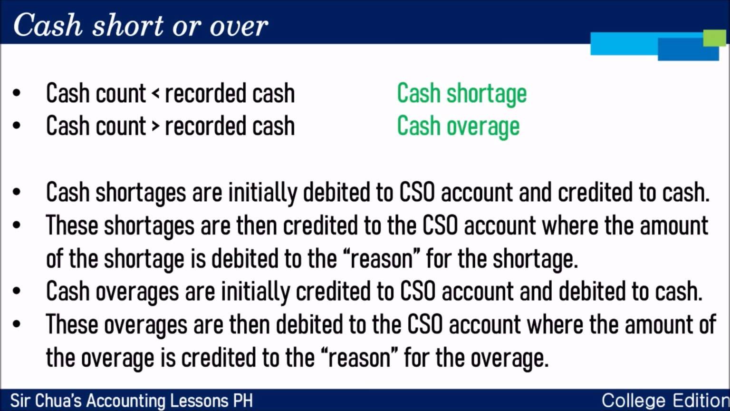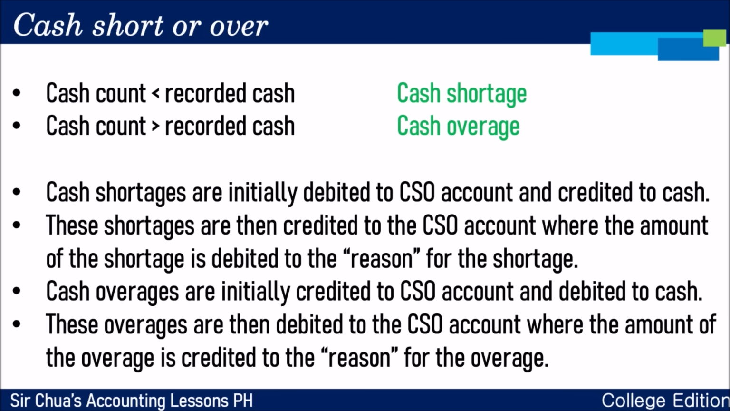These overages are then debited to the CSO account, where the amount of the overage is credited to the reason of the overage. Okay? So, i-debit mo na ngayon si cash short or over account para mawala yung initial na pagkakakredit mo sa kanya. Pero ang mangyayari, i-credit mo ngayon yung reason ng overage.